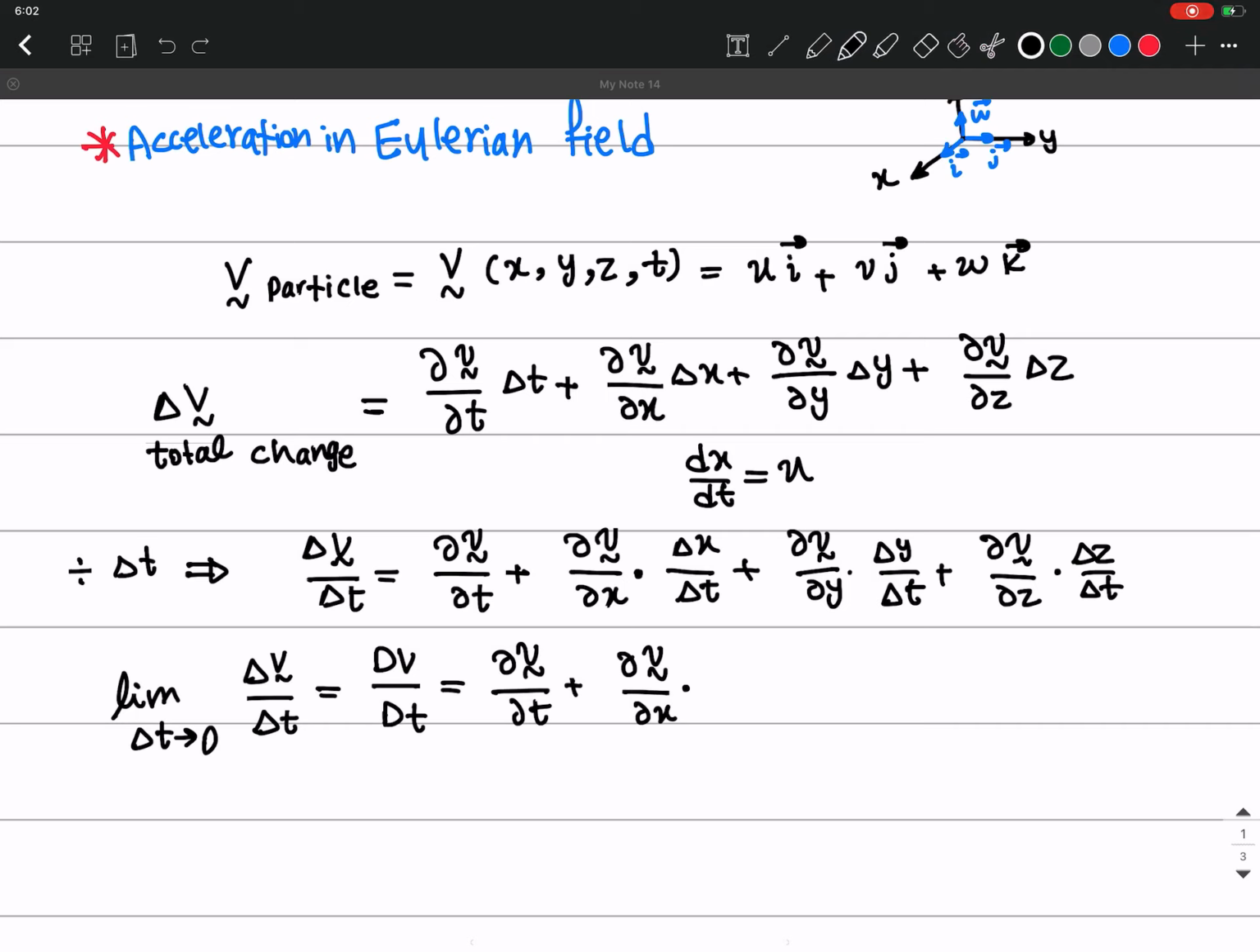Let me write this down. So this is going to be u, which is actually dx over dt. And then you have the rest of the terms similarly.